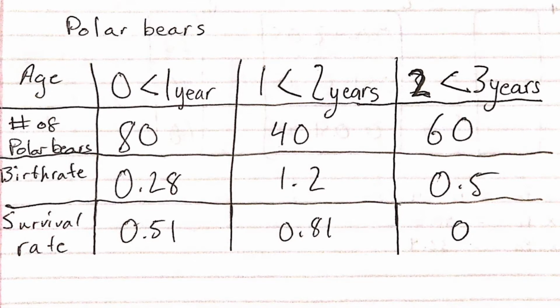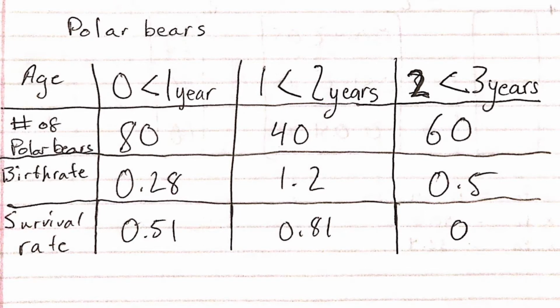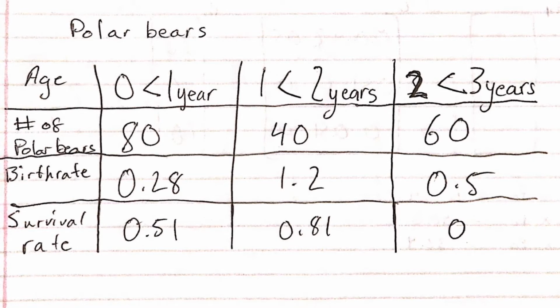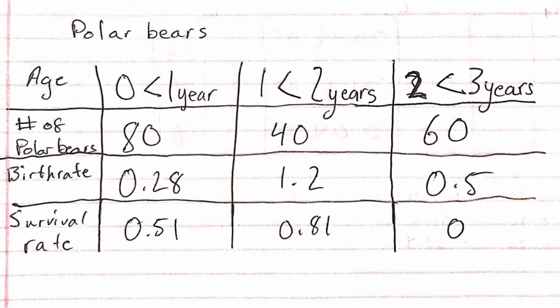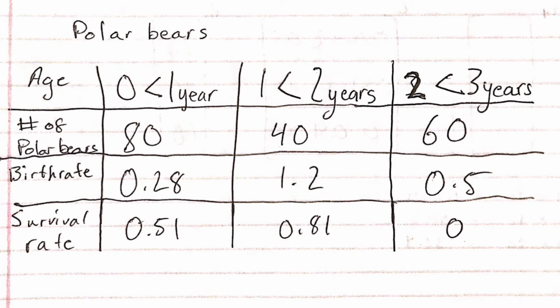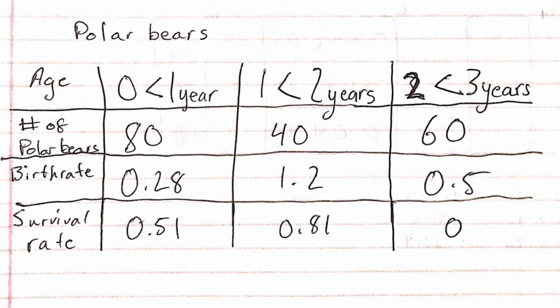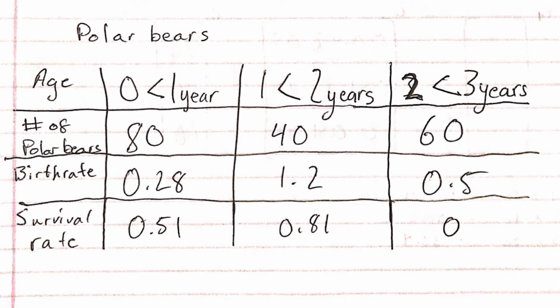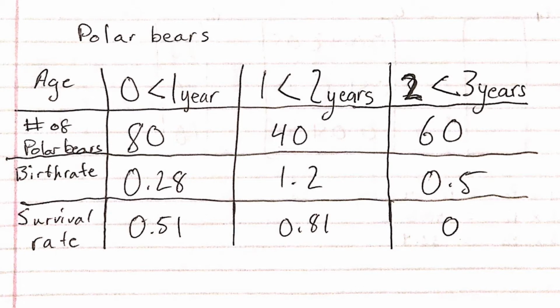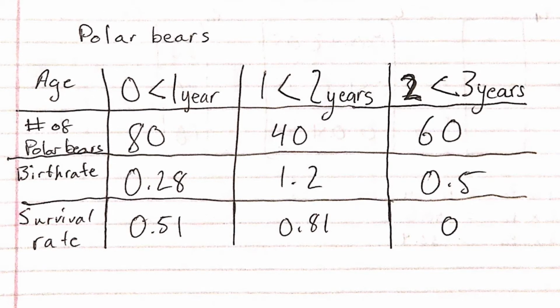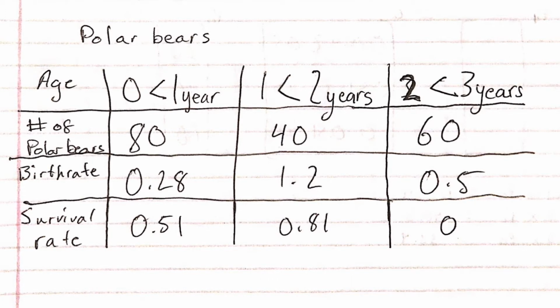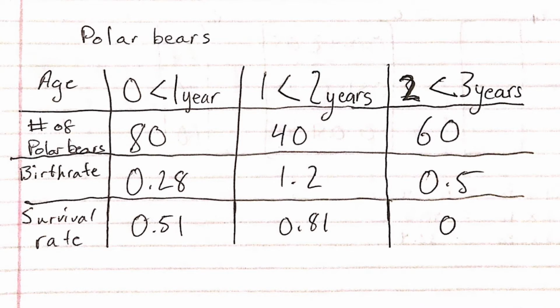What those mean is, since our total number of polar bears in each age group are all females, our birth rate is the number or percentage of female polar bears that are born from our total number of polar bears. And our survival rate is the percentage of our polar bears from our populations that survive to the next age group. For this example, we're assuming that there are no polar bears older than 3 years old. So that's why our survival rate for our 2 to 3 year old population is 0.